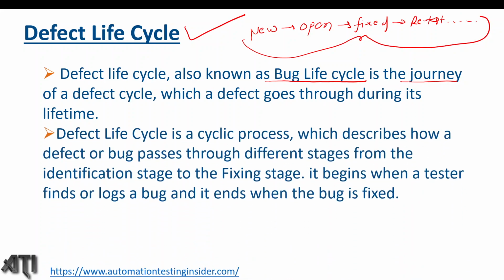Defect life cycle is a cyclic process which describes how a defect or bug passes through different stages, from the identification of the defect stage to the fixing stage. It begins when a tester finds or logs a bug, and it ends when the bug is fixed. So this is nothing but the defect life cycle, guys. It goes through various stages in a cyclic process, from the identification of the defect to the fixing of the defect.